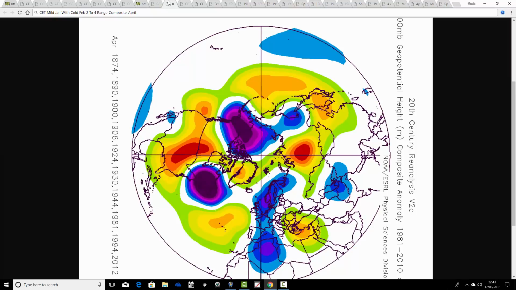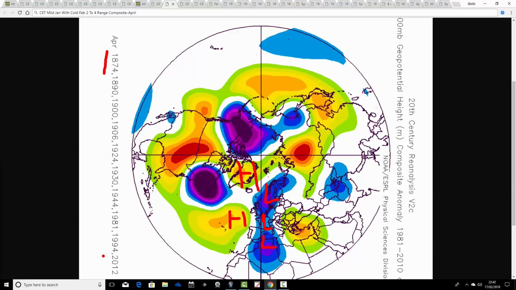Remember what we're looking at again here is mild Januaries with slightly colder than average Februaries, and what we see again is that overall we have the below average heights to our east in that sort of position, above average heights out to the west, and also still a bit of a blocking signal up to the north.